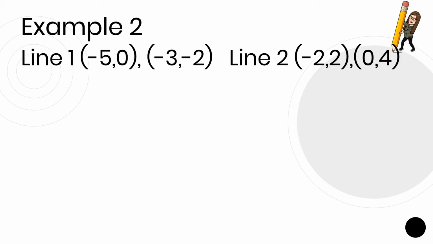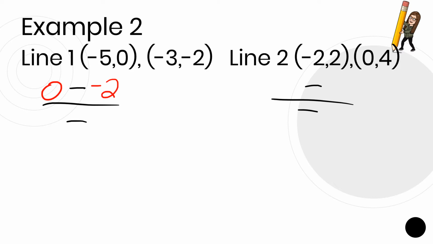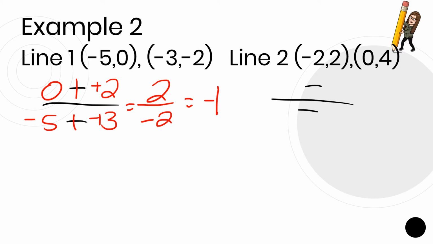Let's take a look at an example finding the slope between points. So remember our formula, y minus y over x minus x. So in the first one, I'm going to use 0, negative 2, and negative 5, negative 3. That becomes a positive 2 over negative 2, which simplifies to negative 1. Slope equals negative 1.